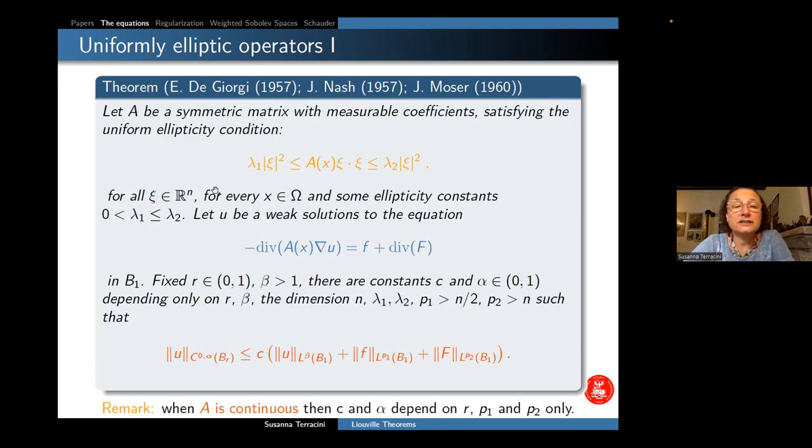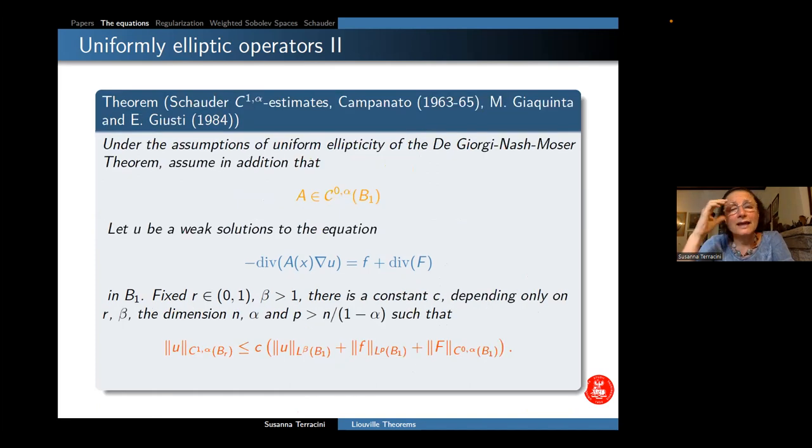And when we consider the same problem with a right-hand side, then under conditions that test the integrability of the right-hand side in different ways, this again gives the integrability, the Hölder regularity of the solution. Okay, when A is continuous, then this alpha, the alpha in the Hölder space, does not depend on the dimension.